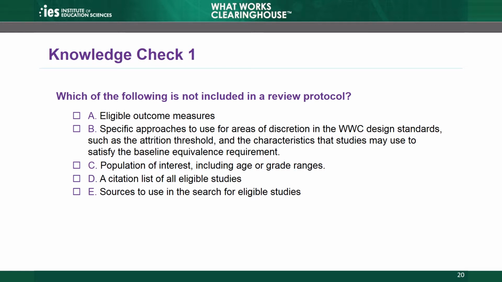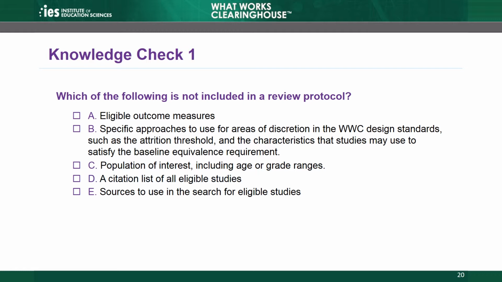It's time for our first knowledge check. Knowledge check 1. Which of the following is not included in a review protocol? A. Eligible outcome measures. B. Specific approaches to use for areas of discretion in the WWC design standards, such as the attrition threshold and the characteristics that studies may use to satisfy the baseline equivalence requirement. C. Population of interest, including age or grade ranges. D. A citation list of all eligible studies. E. Sources to use in the search for eligible studies.